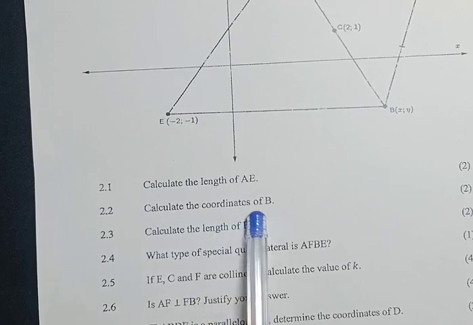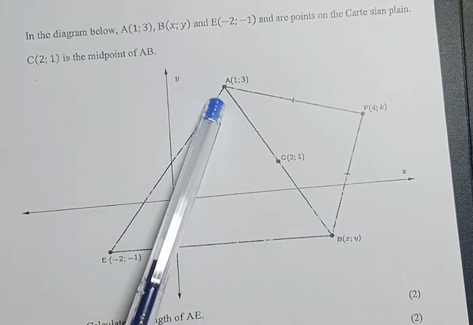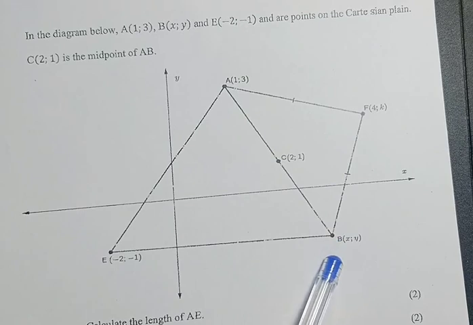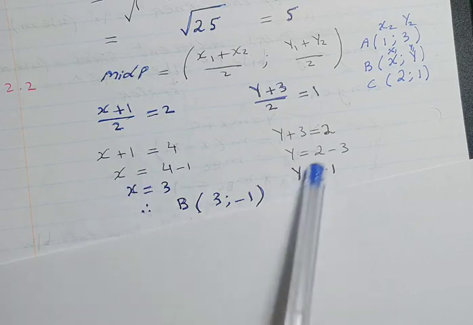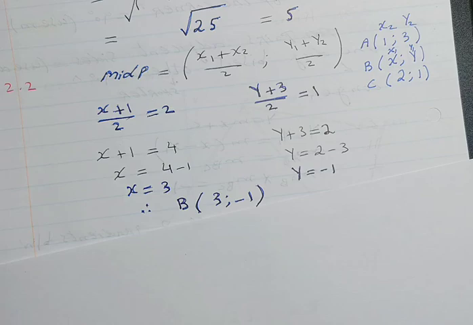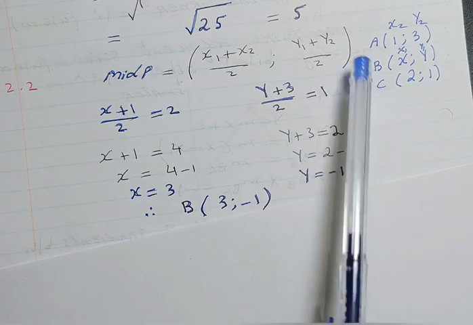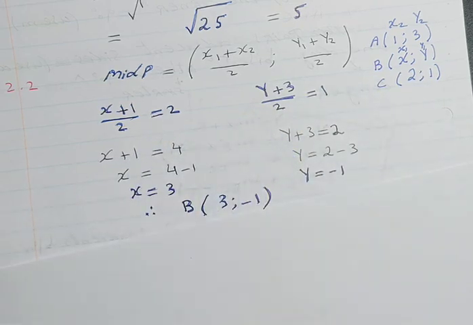2.2 says calculate the coordinates of B. So B is here. C is the midpoint of AB. So now he asks for the coordinates of B. We're going to find the coordinates of B by calculation using midpoints. The midpoint formula I'm going to apply here is x1 plus x2 over 2, y1 plus y2 over 2. So this is A, B, and C. I write the coordinates of A, B, and C. This is my x1, and C is the midpoint of AB. This is your x, this is y. So I'm going to find the missing coordinates of B by midpoints.